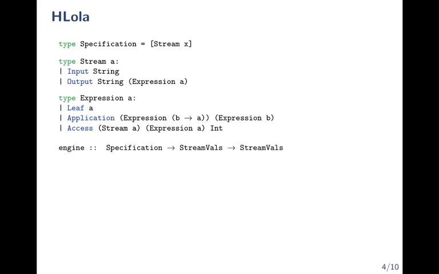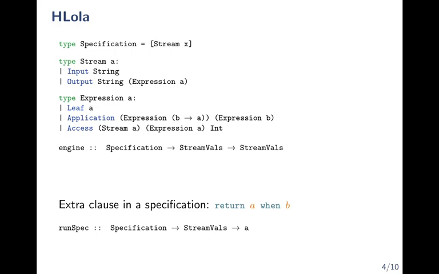We extend the definition of a specification to include an extra clause that lets us specify a value to return, which is the value of a stream A at the moment a Boolean stream B becomes true, or the last value of A if B is always false. We define a function runSpec that takes a specification and a set of input streams, executes the engine until B becomes true, and then returns the value of A at that point. The fact that we can manipulate Lola specifications as just another theory of Lola is a direct consequence of the design of HLola, and does not require extending the language.